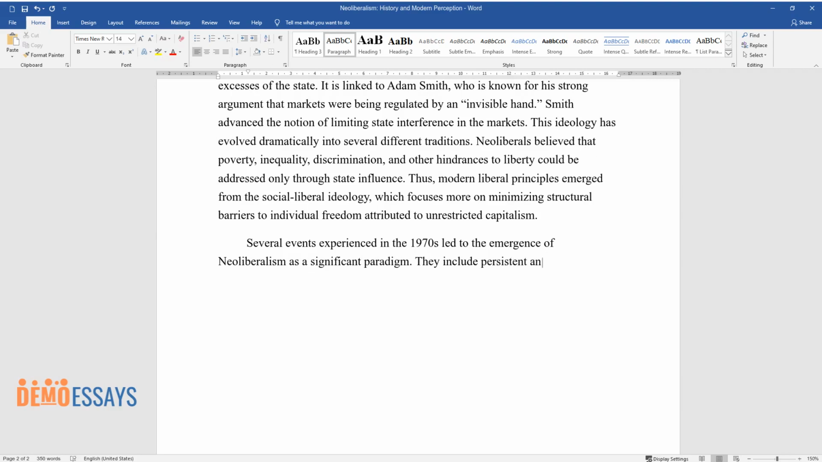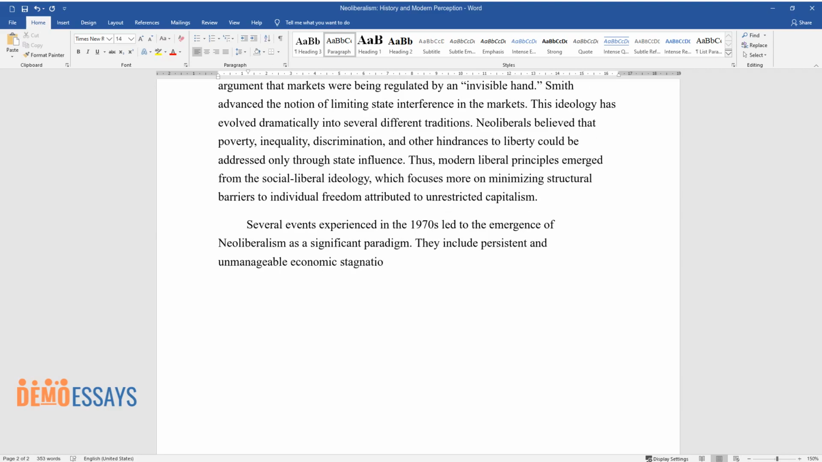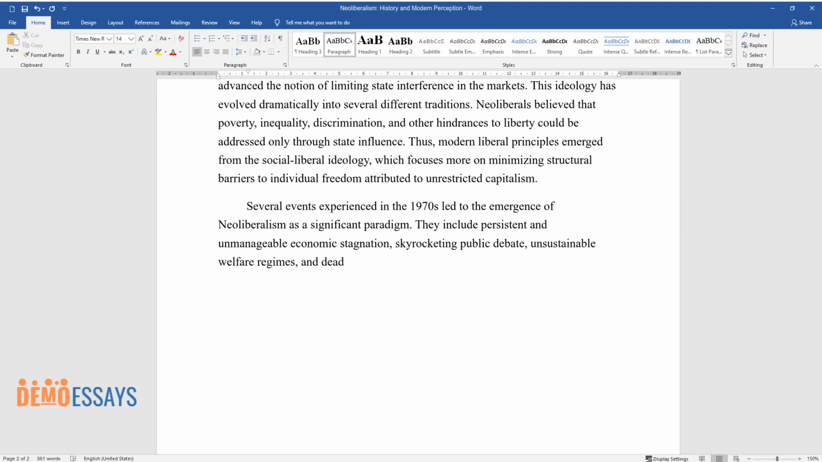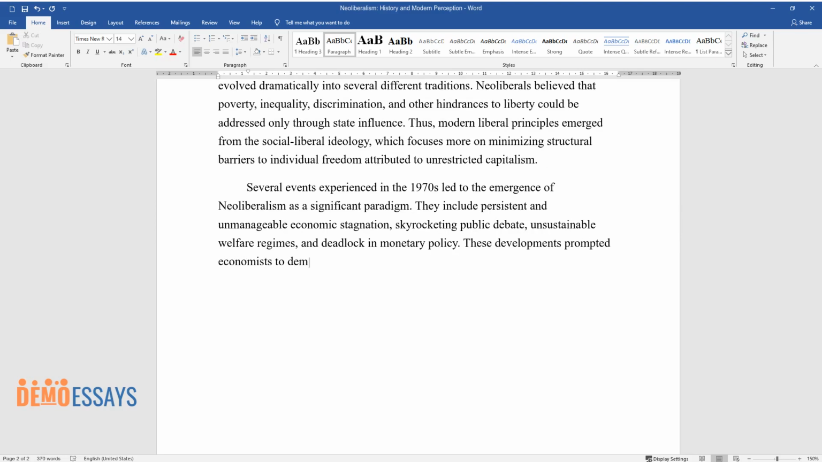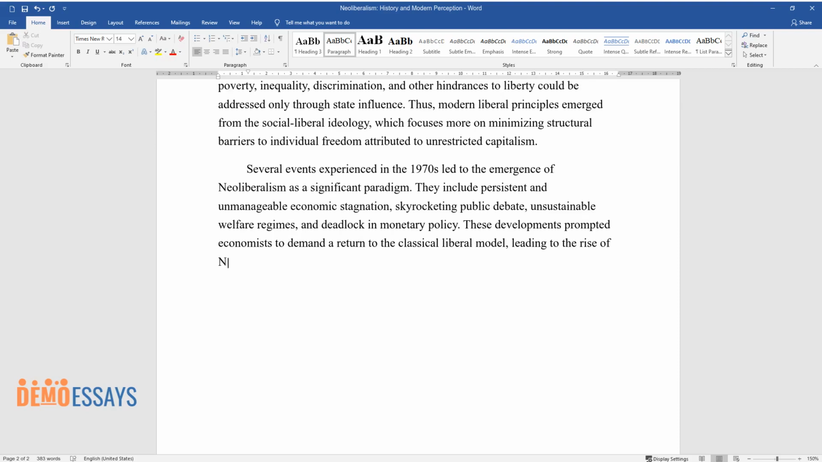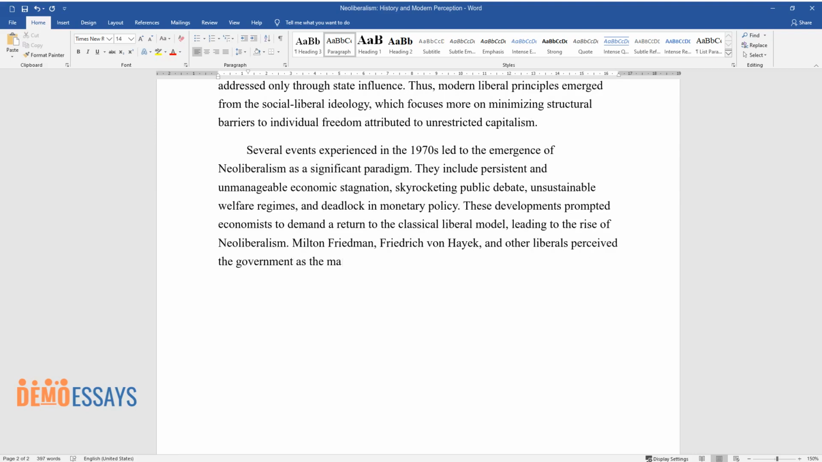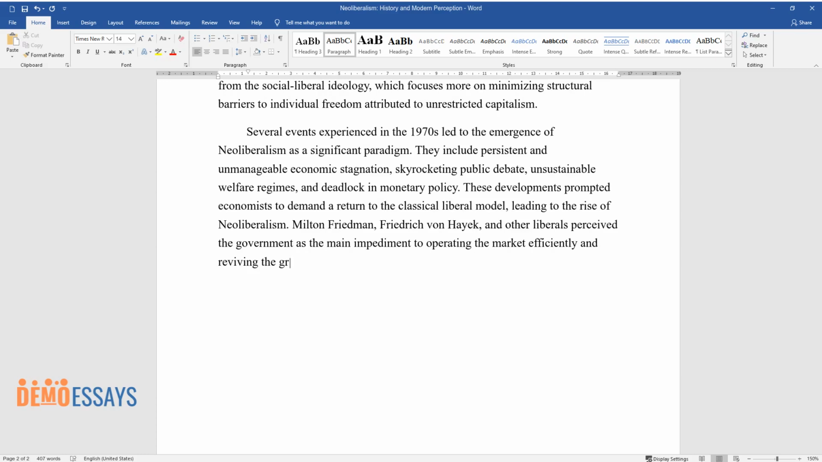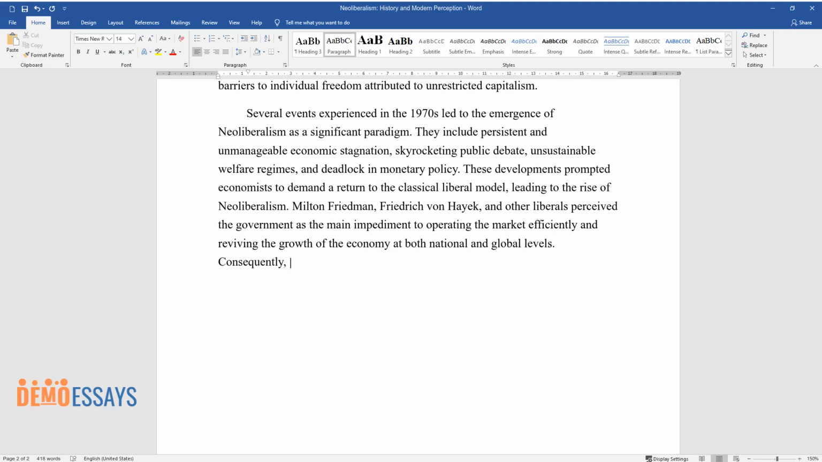Several events experienced in the 1970s led to the emergence of neoliberalism as a significant paradigm. They include persistent and unmanageable economic stagnation, skyrocketing public debt, unsustainable welfare regimes, and deadlock in monetary policy. These developments prompted economists to demand a return to the classical liberal model, leading to the rise of neoliberalism. Milton Friedman, Friedrich von Hayek, and other liberals perceived the government as the main impediment to operating the market efficiently and reviving the growth of the economy at both national and global levels.